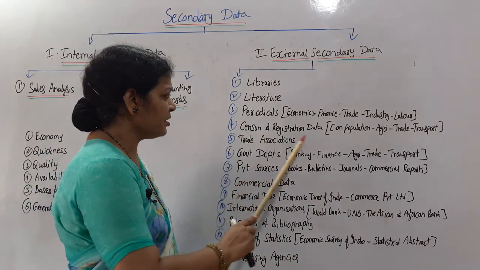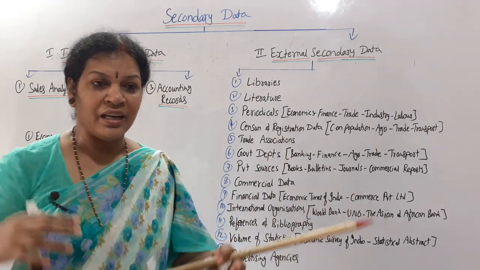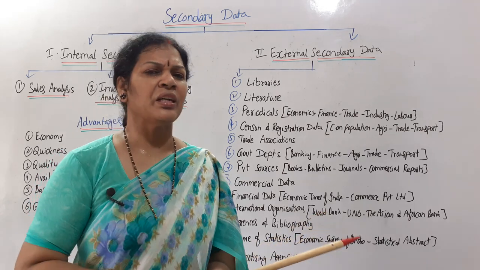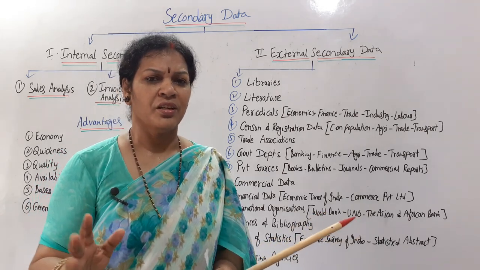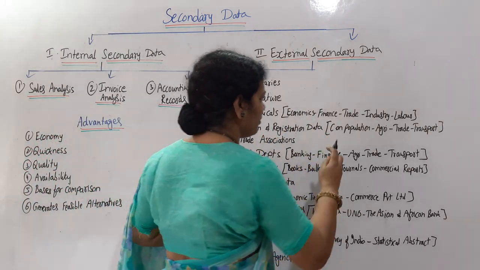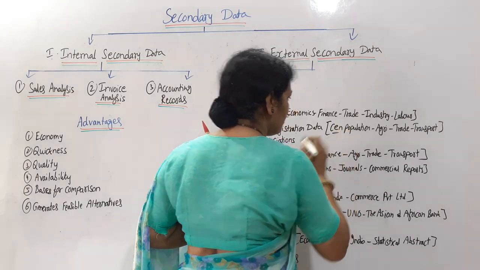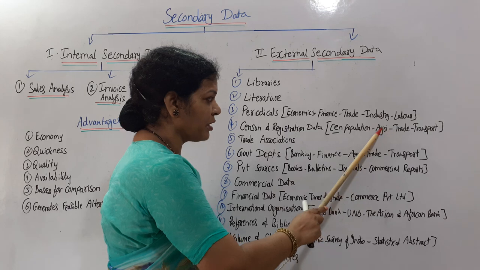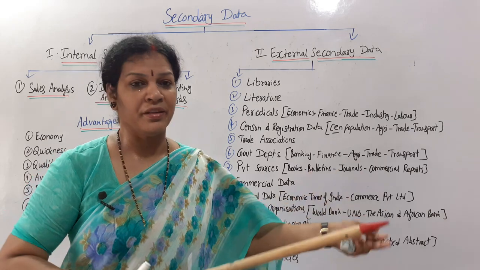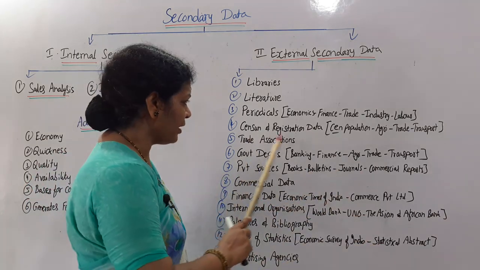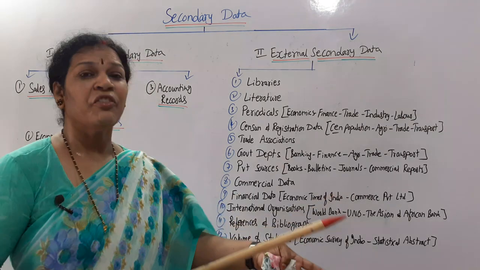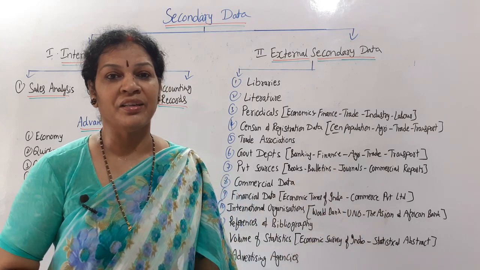Second one is census and registration data. Census means large data already collected by someone, most of the time by the government. So what kind of census? Census on population, census on agriculture, census on trade, census on transport. These are only examples, it can be anything. So this data is available and you can use it if required. This is another way of collecting the secondary data.